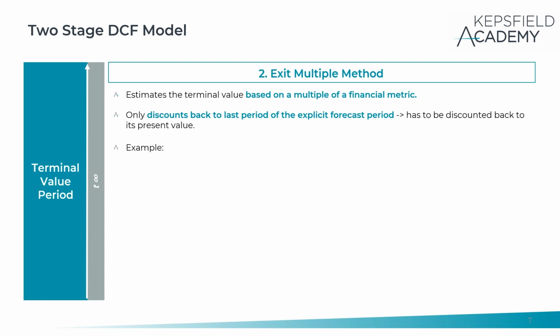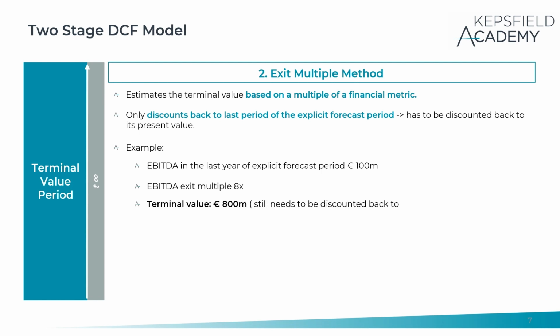For example, if a company's EBITDA in the last year of the explicit forecast period is 100 million euros, and the industry's average EBITDA multiple is 8x, the terminal value would be calculated as 100 million euros times 8, which equals 800 million euros. This terminal value is then discounted back to the present value using the same discount rate applied to the cash flows during the explicit forecast period.